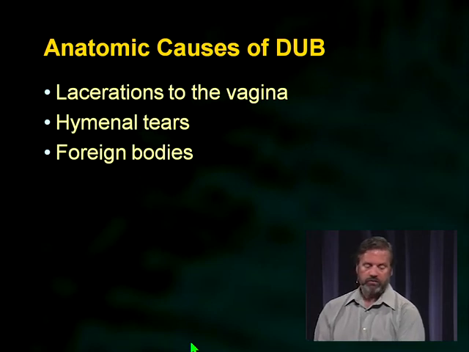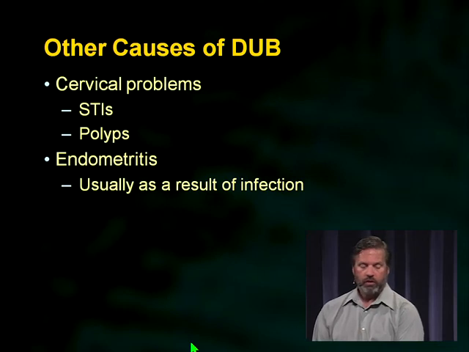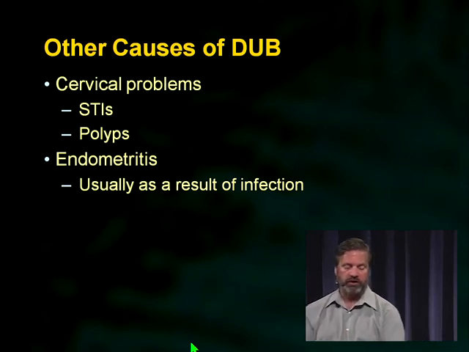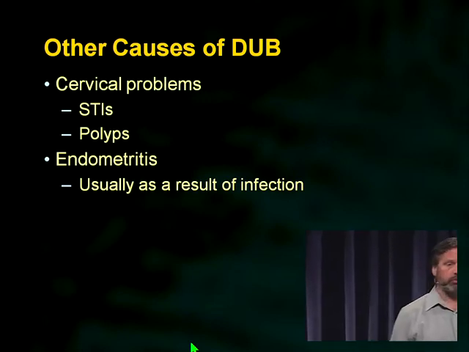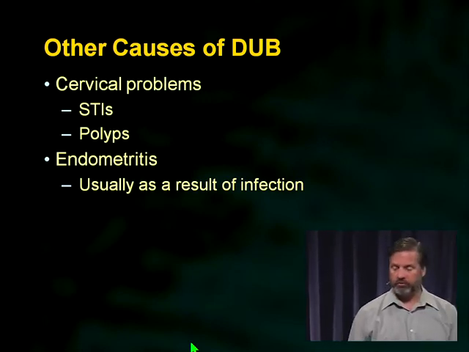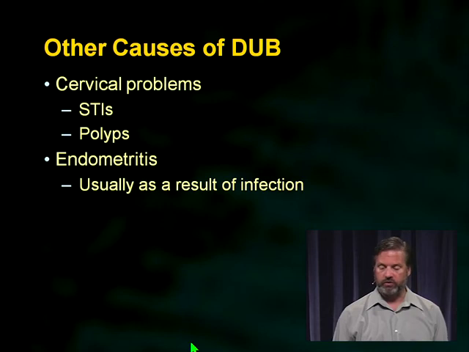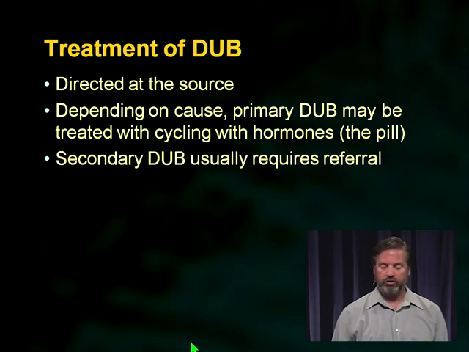Anatomic causes I've listed for you: foreign bodies, hymenal tears, lacerations. Other problems: sexually transmitted infections, polyps, endometritis, which is usually the result of an infection. Just other things to think about for dysfunctional uterine bleeding. And the treatment is always directed at the source. So it all depends on what's the cause, but cycling with hormones is often one of your options.